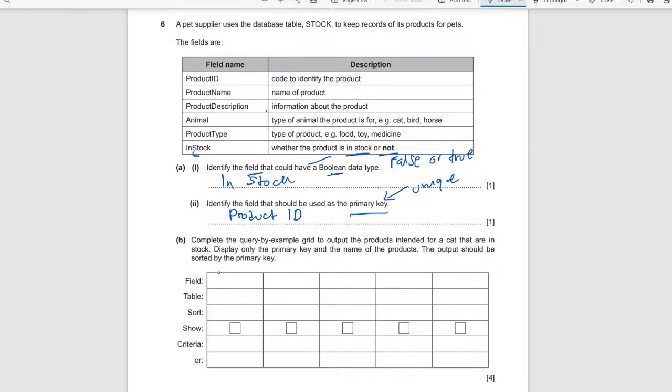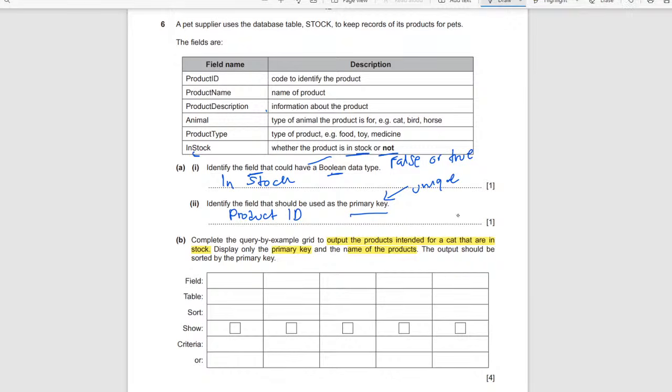So we start off with the field. The field is always the ones they ask you. If we go to the highlighter, it says complete the query by example to output the products intended for a cat that are in stock. So we have to output the products intended for a cat that are in stock. Display only the primary key and the name of the product, and the output should be sorted by the primary key.